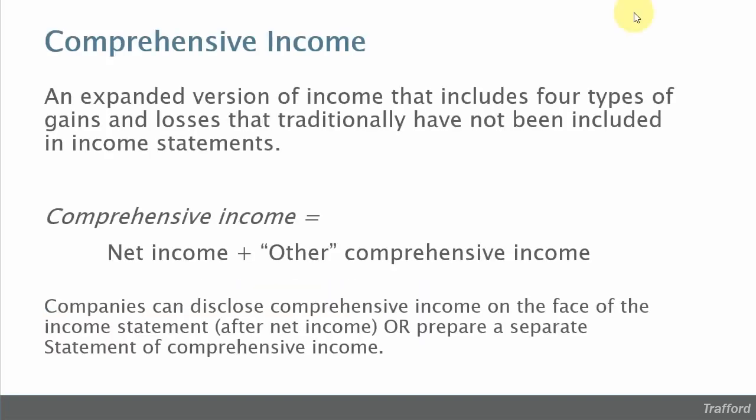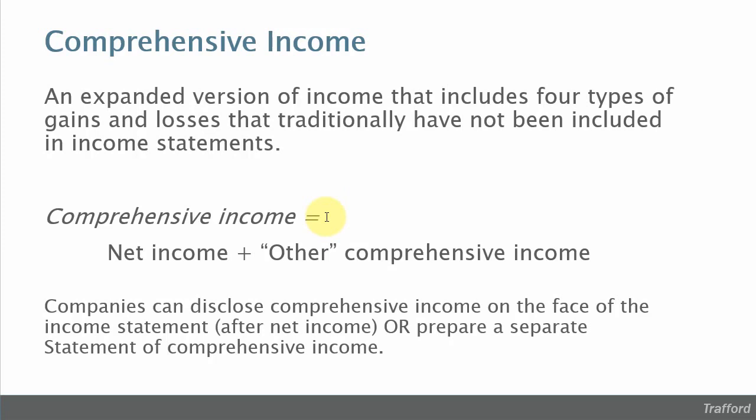The formula that I have here in the middle of the slide is actually a pretty good description of what comprehensive income is. As the name suggests, comprehensive income is more inclusive. It's larger than net income, and I don't mean the number is larger, I just mean it includes more things than what net income includes.